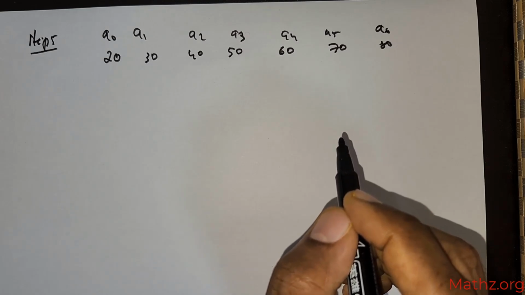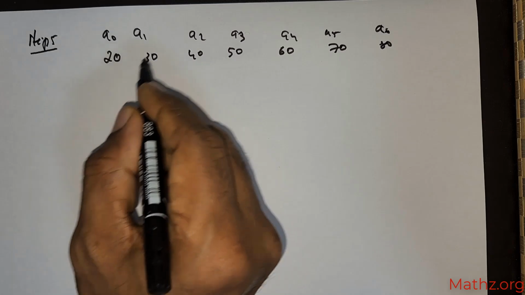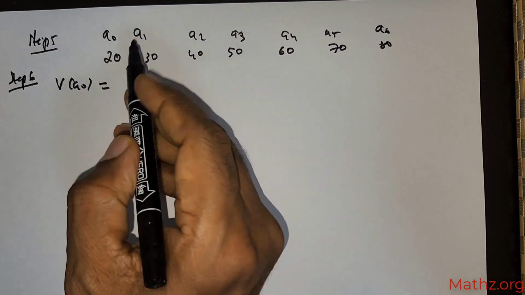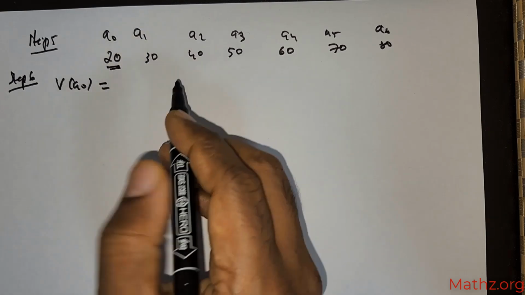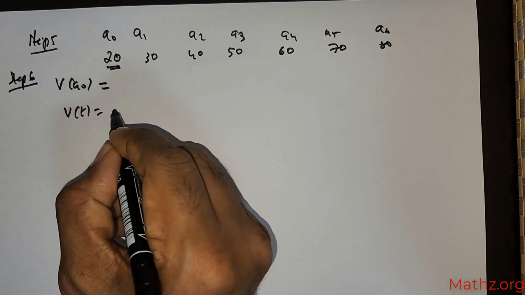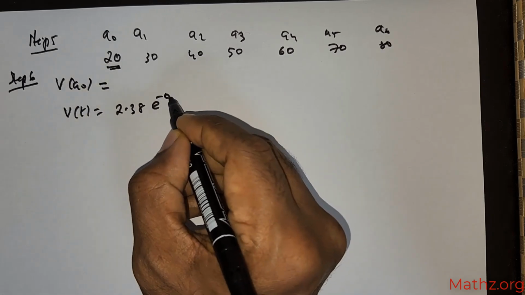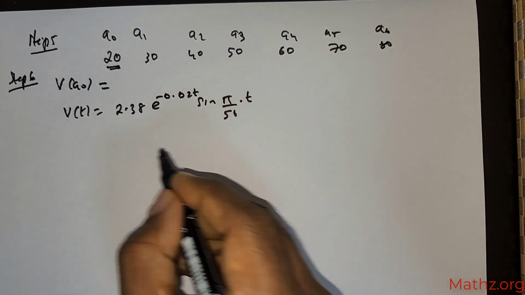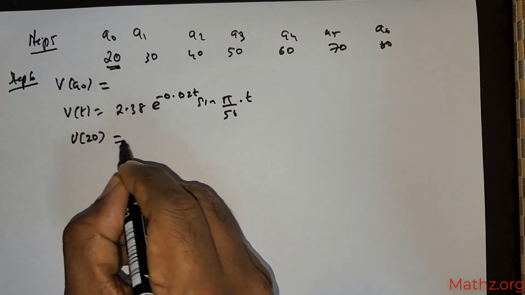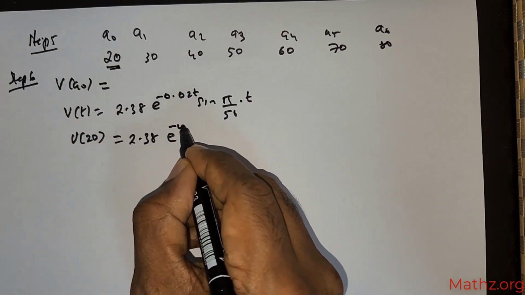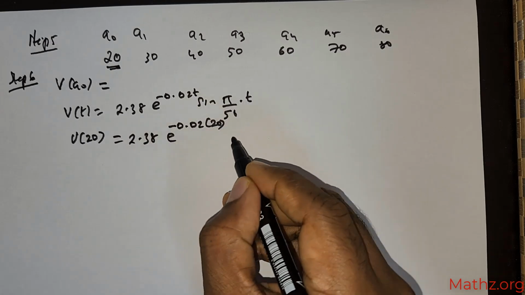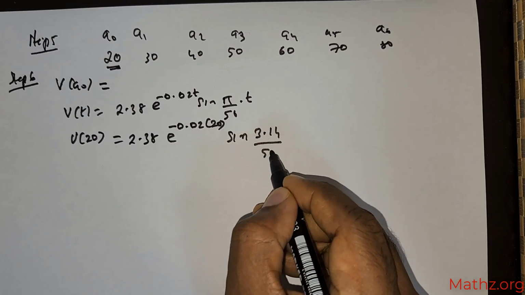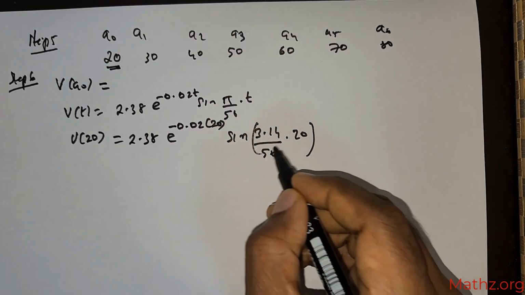Now what you have to do is substitute all these values. Step 6 would be calculating v of a0. A0 is nothing but in place of t we substitute this value. Now what is v of t? V of t is 2.38 e raised to the power of negative 0.02 t times sine of pi over 56 times t. Now v of 20 is 2.38 e raised to the power of negative 0.02 times 20 times sine of pi, I am taking it as 3.14, divided by 56 times 20. So these are the set equations.